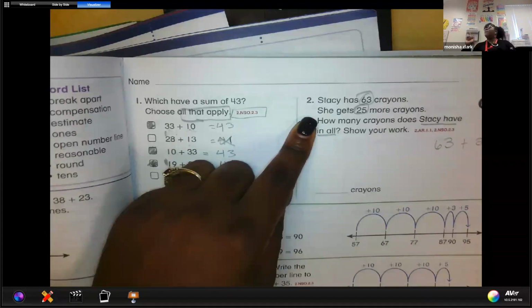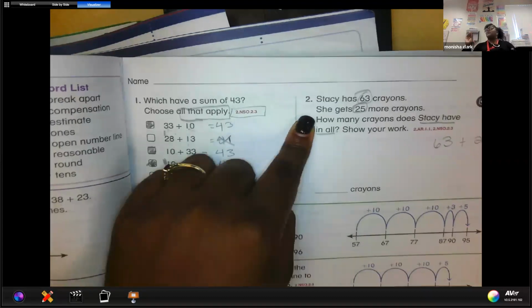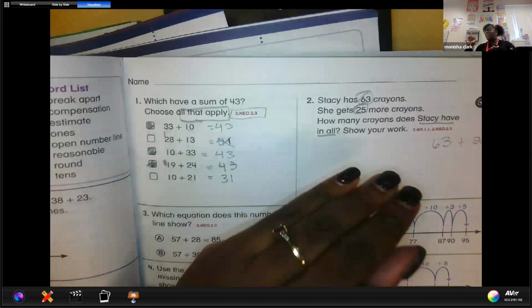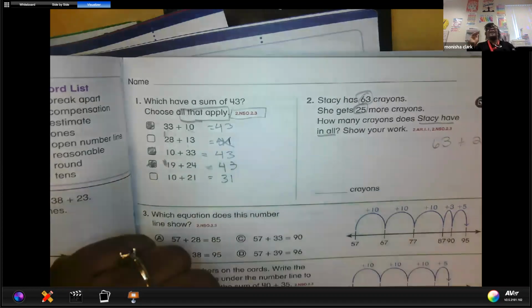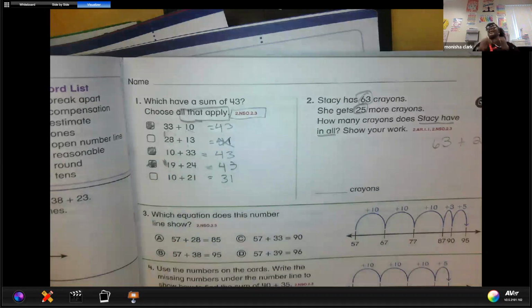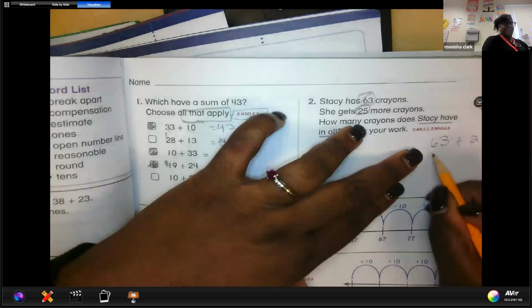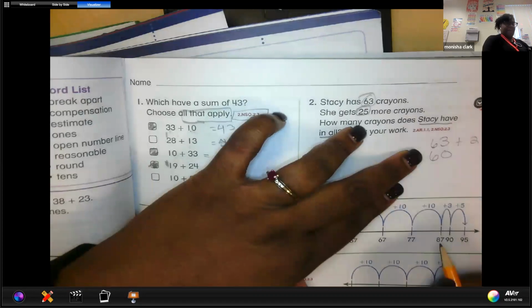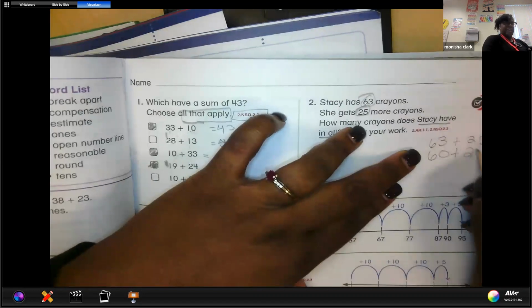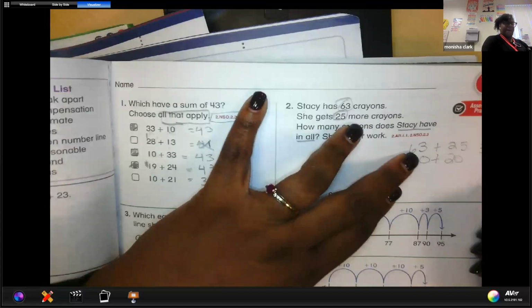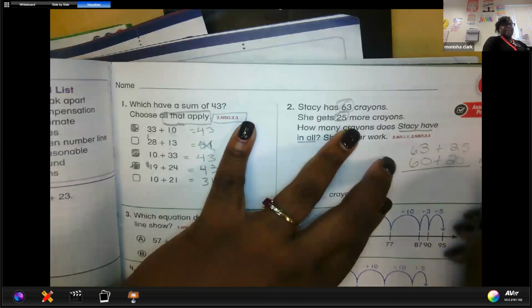Now, I'm going to have us think about my favorite way, and instead of using composition, I want to do compensation. I want to use my favorite way. You know what my favorite way is? Adding the 10s together and adding the 1s together. So let's look at this. We're going to take the 10s from this, and we have what? 60 plus what? 20. And then we have what? 3 plus what? 5.